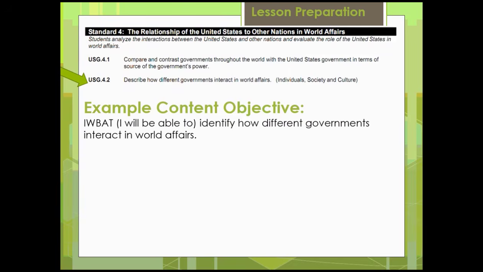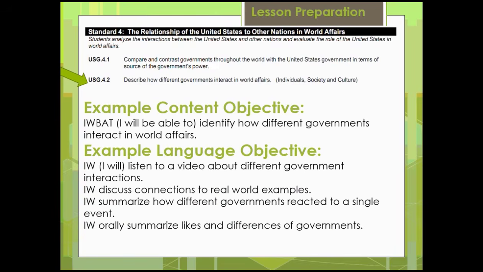Let's take a look at that high school standard, USG 42. I will describe how different governments interact in world affairs. Our content objective: I will be able to identify how different governments interact in world affairs. Our language objectives might look like this.